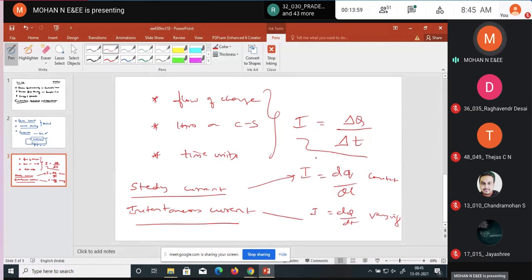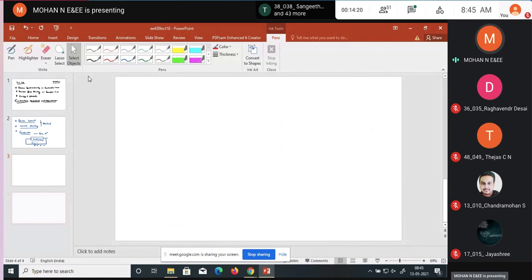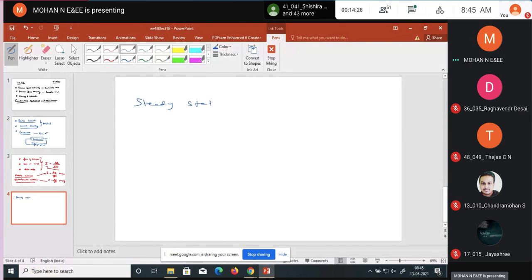You should understand that for the current to flow, you need to have some variation of charges with respect to time, where you want to find the amount of current flow. That is the basic definition. And we can also discuss the steady state current.